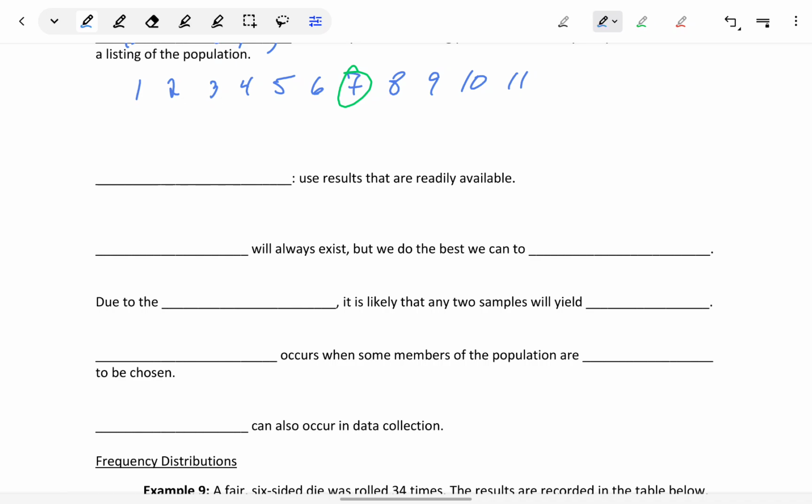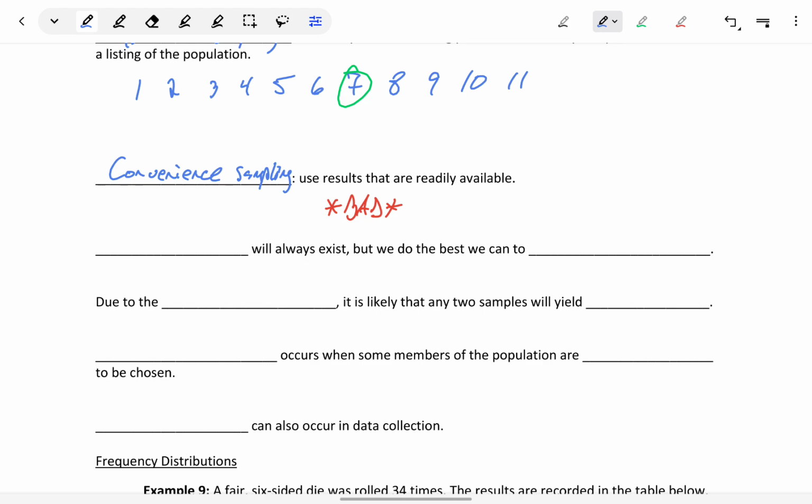The last general type of sampling is referred to as convenience sampling. And the best thing to say about convenience sampling is that this is bad. This is our worst kind of sampling. It literally is what it sounds like, convenience sampling. You just do whatever is most convenient.